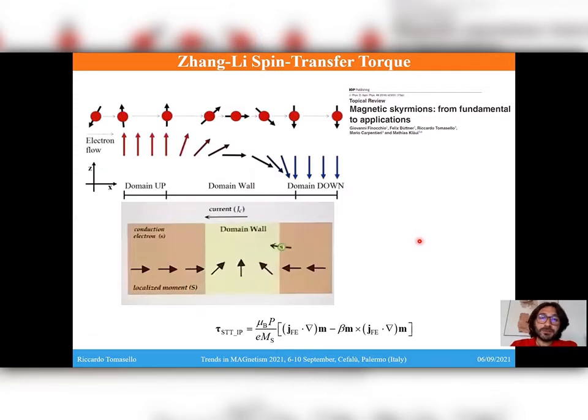The Skyrmions can be moved by the spin transfer torque as for domain walls. In this case, this is the expression of the spin transfer torque. I want to point out that this is made of two terms. One is the adiabatic term and the other one is the non-adiabatic term. And this torque is effective when there is a variation of the magnetization in the ferromagnet.